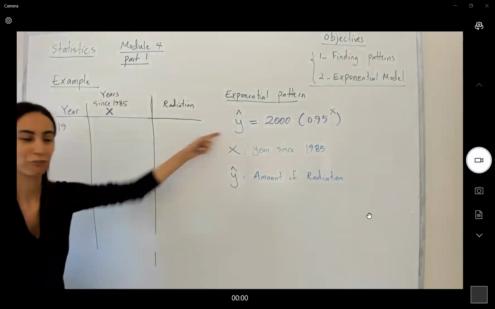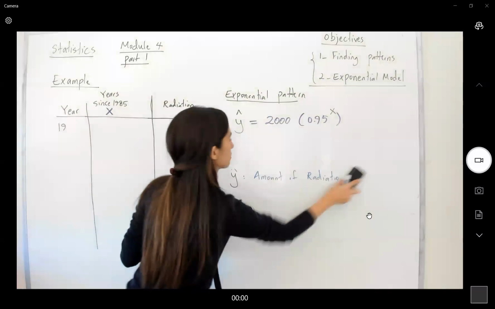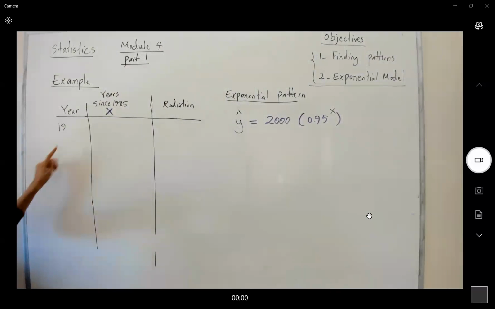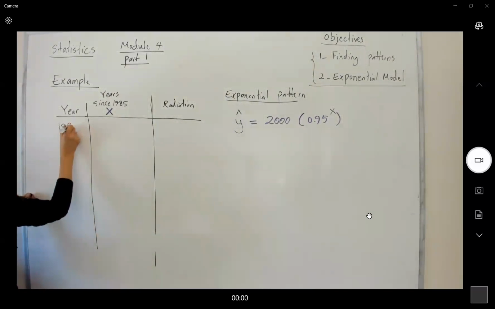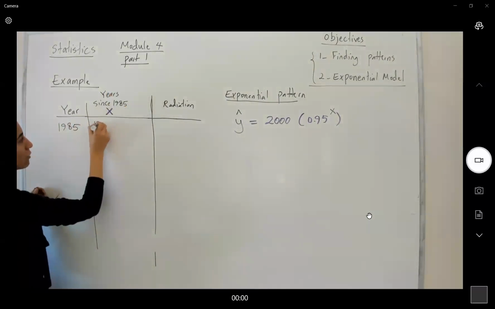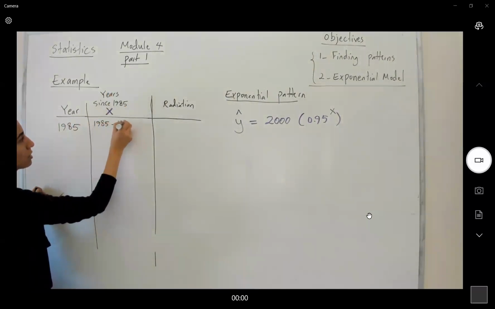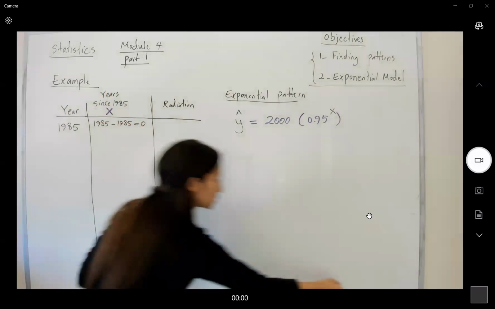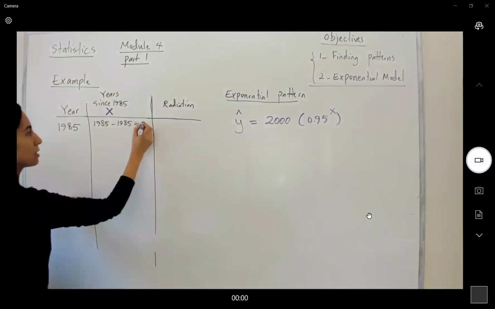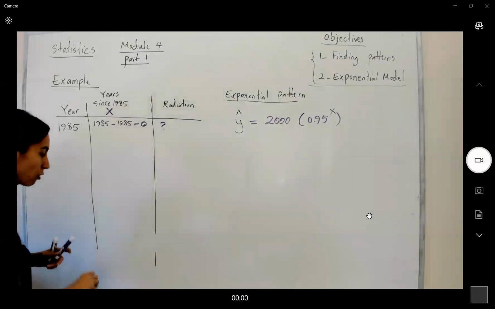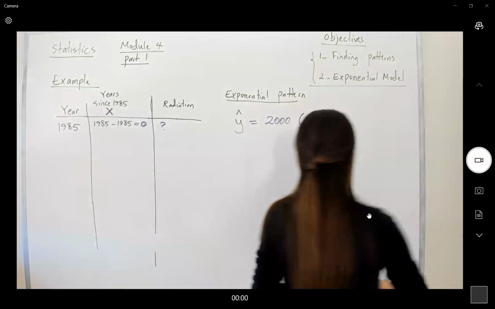And we're following the formula that we have. Excellent. So what's the first year? 1985. 1985 years since 1985. So we have 1985 minus 1985, which is 0. So our x is equal to 0. X is 0. What is the radiation level or the amount of radiation?